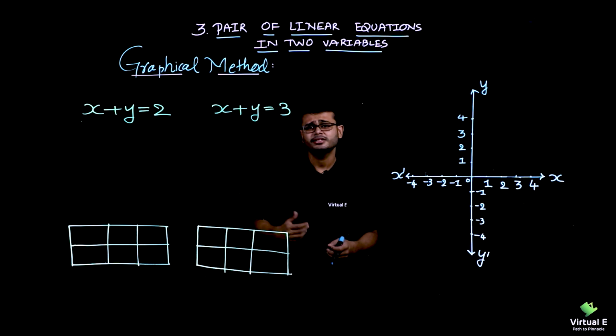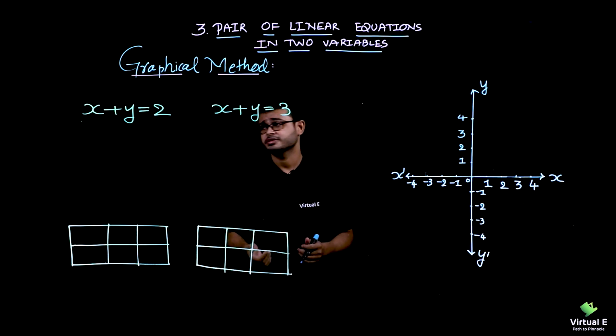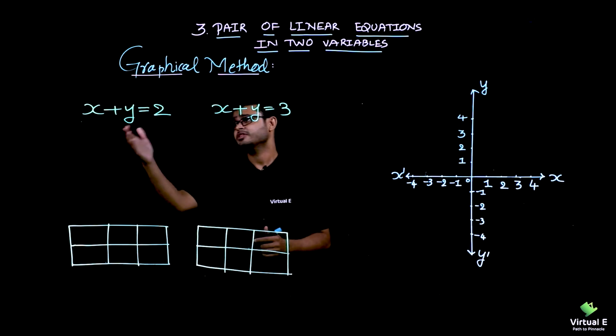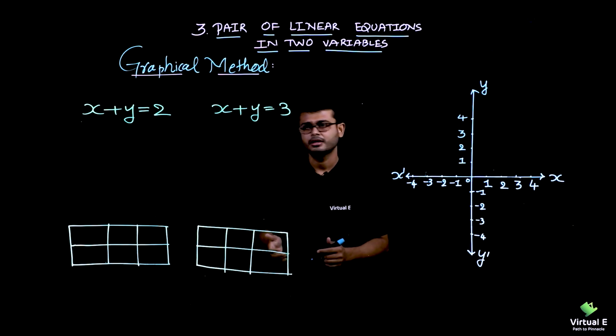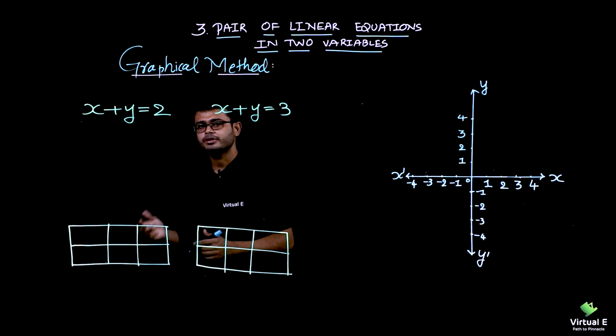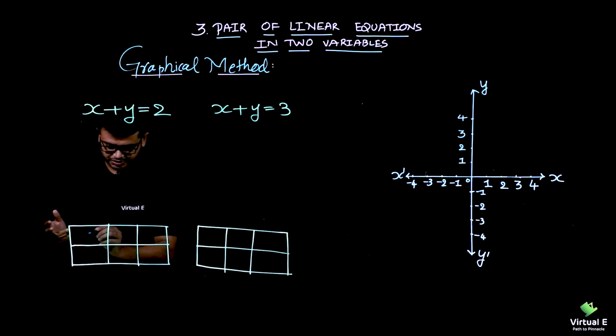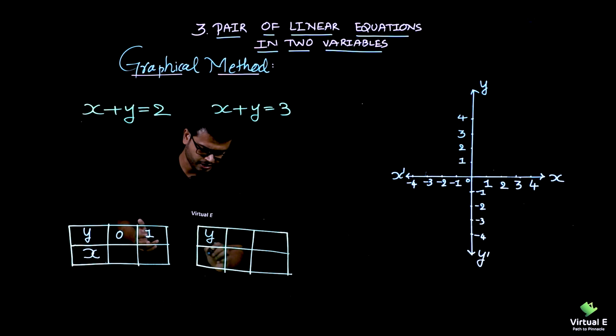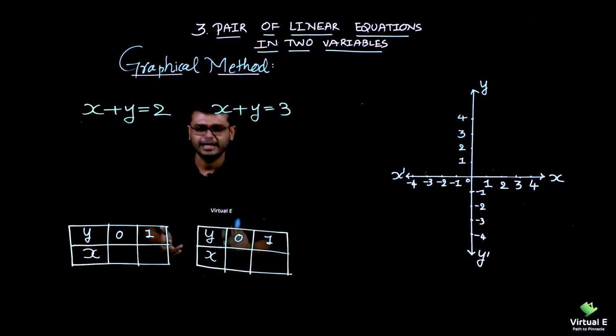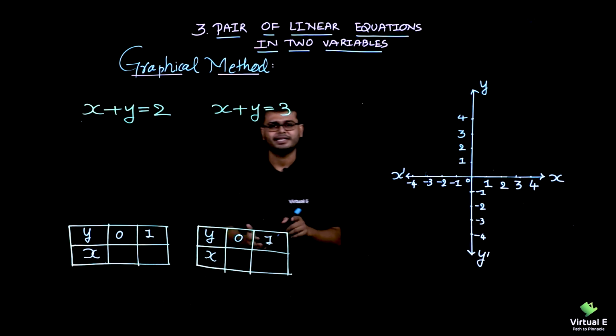So let's find solution for another two equations, which is x plus y is equal to 2 and x plus y is equal to 3. So here again I am going to take two values, which is y is equal to 0 and 1. Then I will find the value of x. Same I will do over here. Y is equal to 0 and 1. And I will find the value of x.